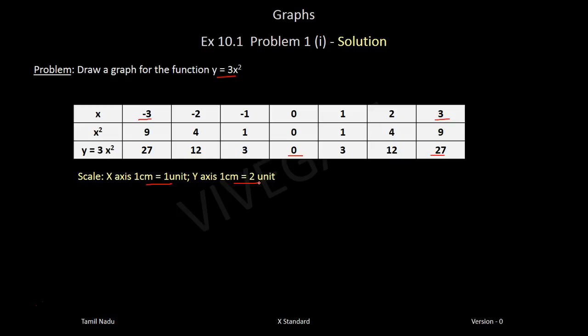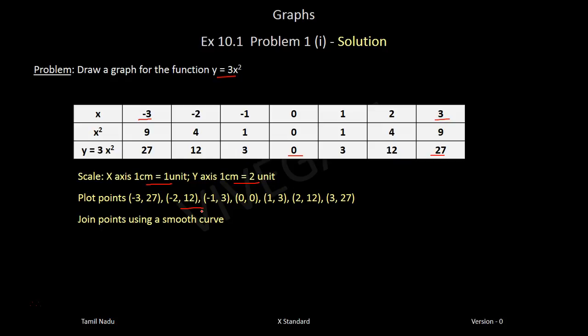Right, now that is done. The next part is that we'll have to list out all the points. So what are the points? x and y values paired together. So -3 and 27, -2 and 12, -1 and 3, and so on. So the points are given here: (-3, 27), (-2, 12), (-1, 3), (0, 0), (1, 3). That is x value together with the y value. Then (2, 12), (3, 27). So now we have the list of all the points which need to be plotted. So what will be the next step? We'll have to plot them on the graph sheet and then join them to form a smooth curve.